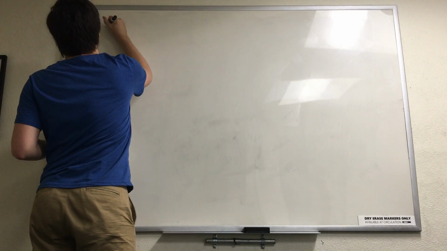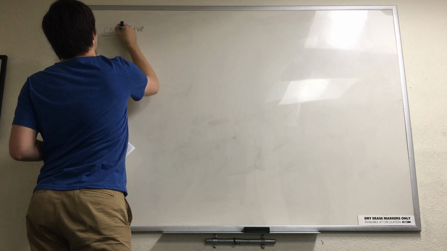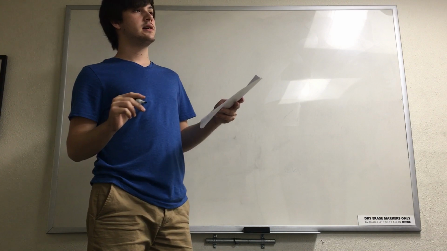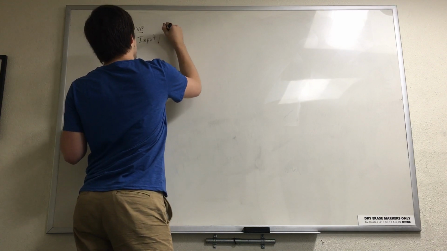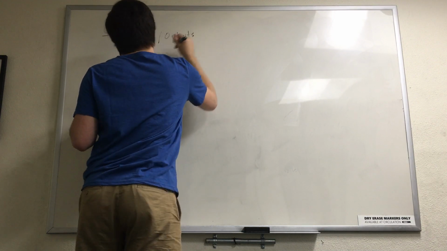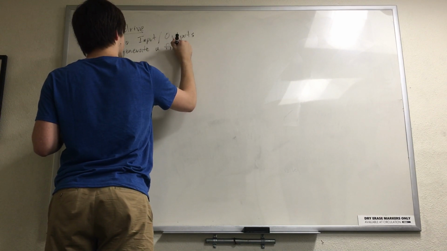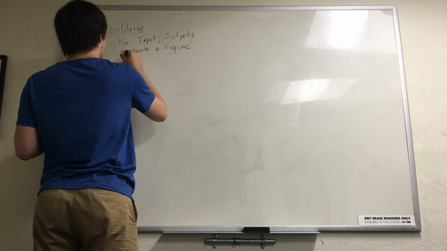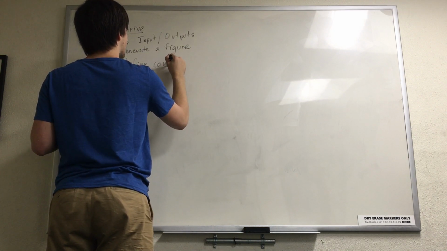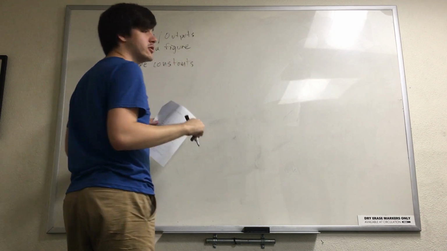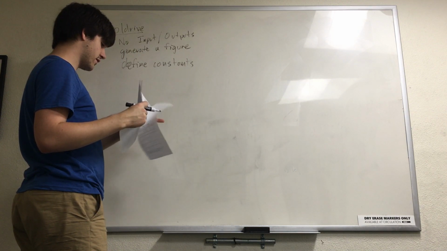So we first have cool drive, which is something called a driver function. So it has no inputs and no outputs. It should generate a figure, and it should contain most of your constants, so you're going to define constants in here. And it will also have a for loop, very much like, I think they describe it over here.